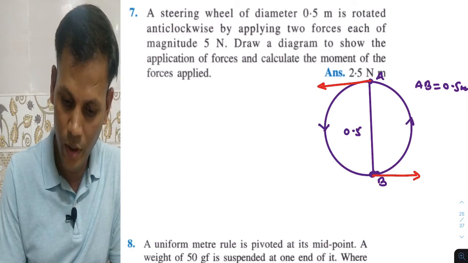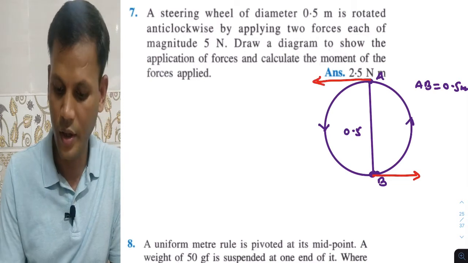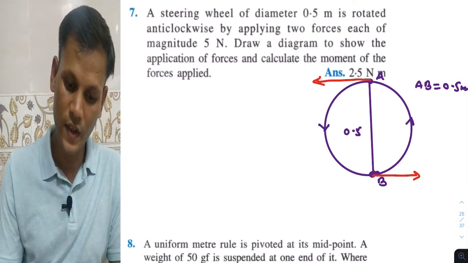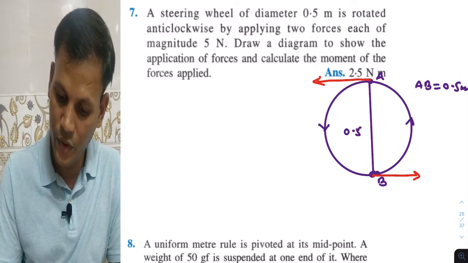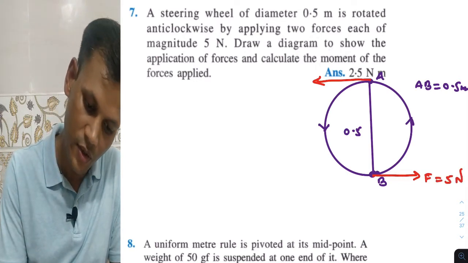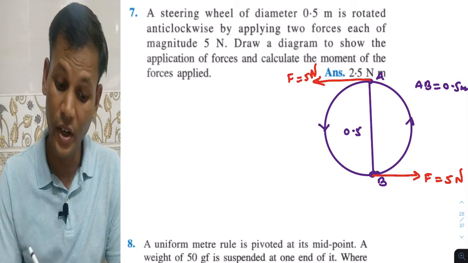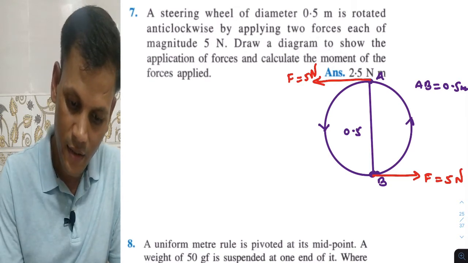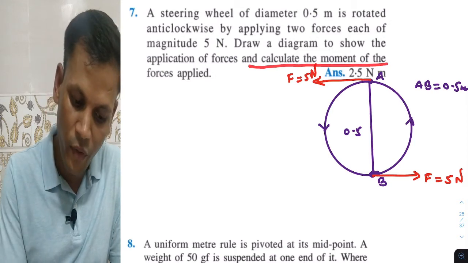It should be proper. Okay, we will do it. Done. Two forces, each of magnitude 5 Newton. So this force is 5 Newton and this force is also 5 Newton. So we draw the diagram of the steering wheel and calculate the moment of the force applied.